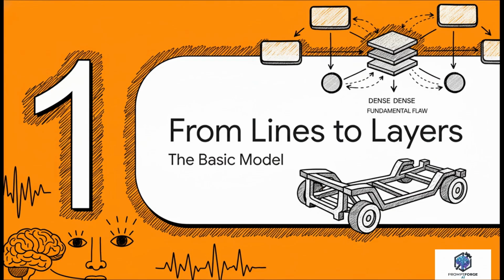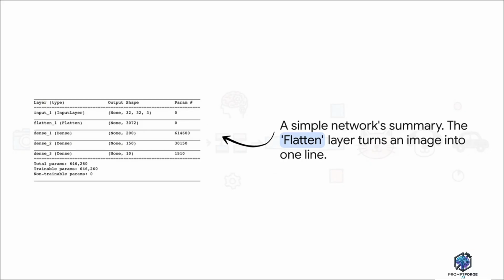Okay, every big project starts with a foundation. For us, that's a simple deep neural network made of what are called dense layers. It's our starting point, but you'll see pretty quickly it's got a major flaw. So let's look at a key part of this initial design. See that flattened layer? What it does is kind of brutal. It takes a perfectly good 32 by 32 pixel image and just stretches it out into one single long line of over 3,000 numbers. It's like taking a photograph and putting it through a paper shredder.